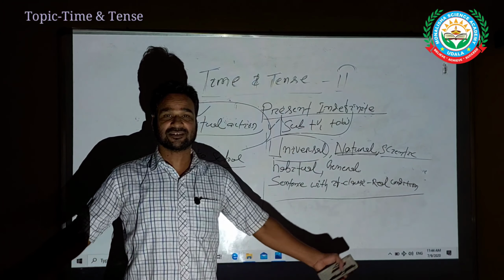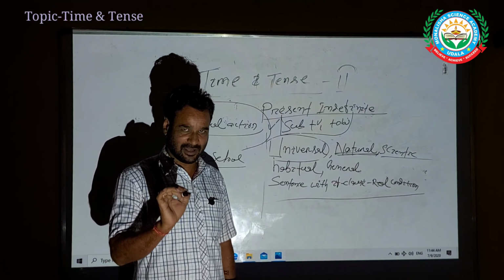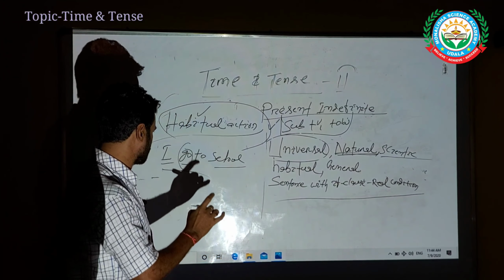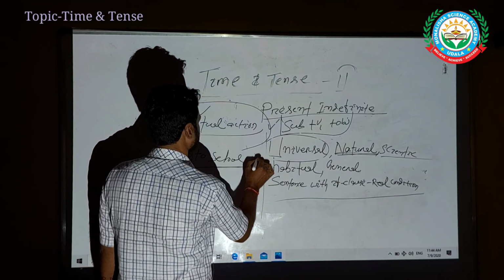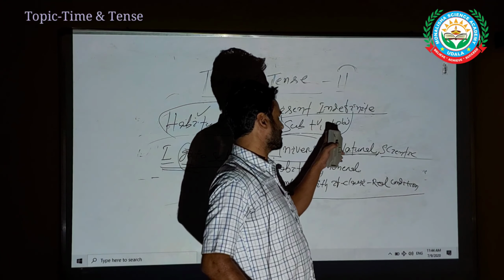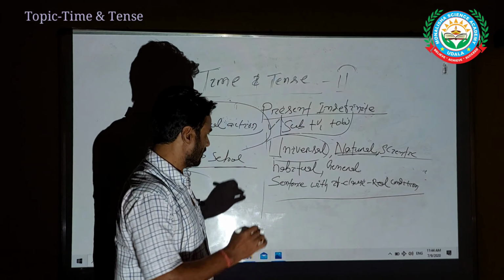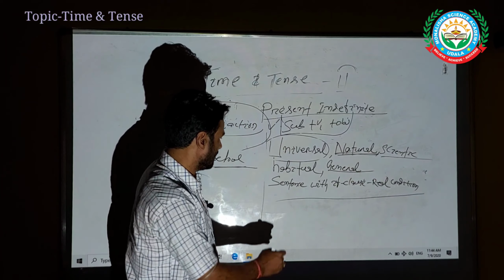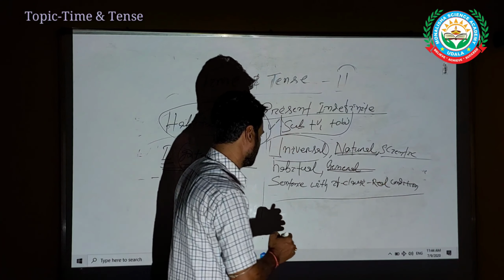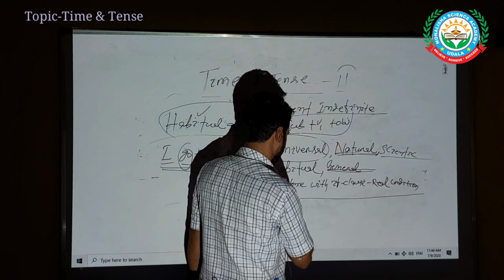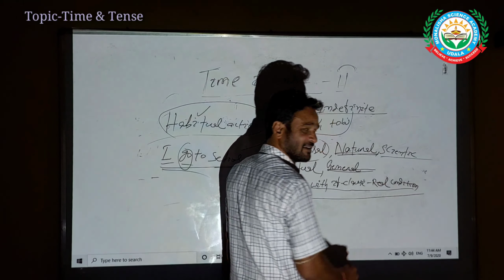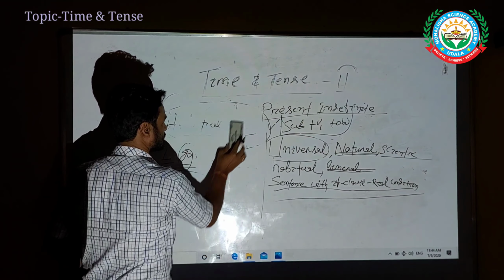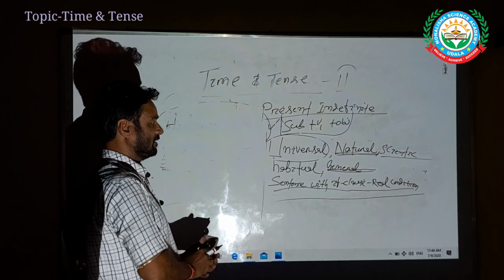These are the parts of habits. So when we want to express a habitual action, that time we should take help of this structure, that is subject plus V1 plus object. Still, there are two other points left behind, I think. One is general action, and the second is sentence with if clause. Let me complete them in a very short time.